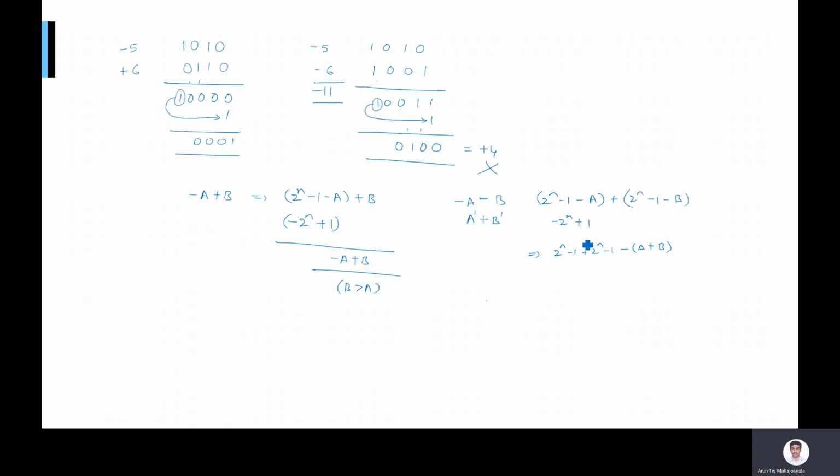To this, I'm adding minus 2 power n plus 1. So that means I'm subtracting this number. So what am I getting? 2 power n minus 1 minus (A plus B), which is nothing but the complement of A plus B, right? So clearly you can see that this operation is giving you the value of minus A plus minus B. Okay? That is the logic behind your end around carry operation in 1's complement.